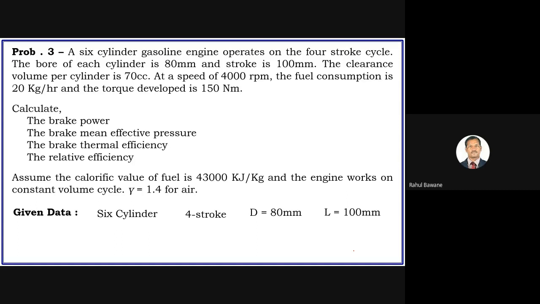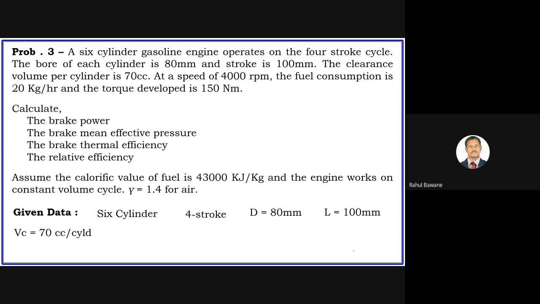The clearance volume per cylinder is 70 cc. Remember the sentence saying clearance volume per cylinder. That means it is talking about each cylinder. So for each cylinder, how much is the clearance volume? 70 cc. cc means cubic centimeter. So ultimately we have to convert it into cubic meter, that is meter cube.